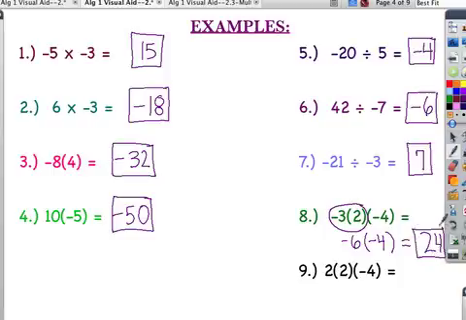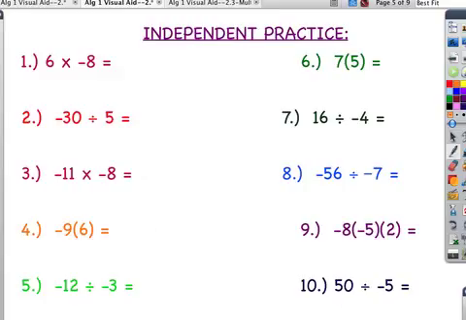Number 9, 2 times 2 times negative 4. Starting from the left, 2 times 2 is 4, and 4 times negative 4, unlike signs, gives me negative 16. You try these on your own, pause the movie, and resume when you're ready.